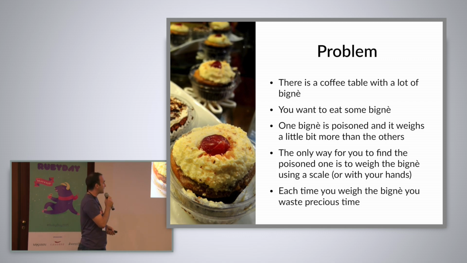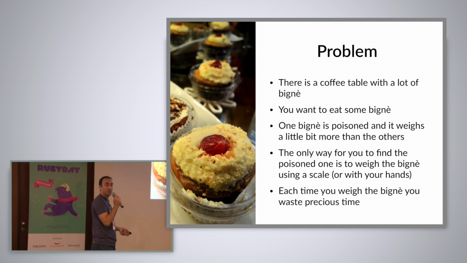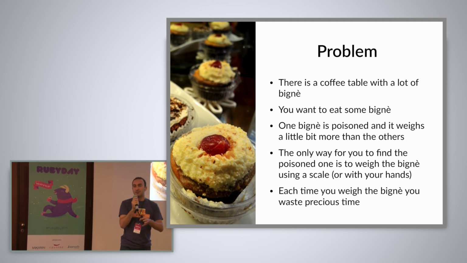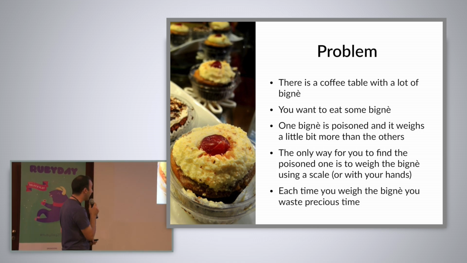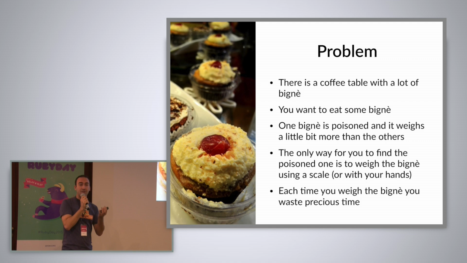And the problem we want to solve is there's a coffee table with a lot of beignet. Yummy. Of course, you're really greedy, so you want to eat some beignet. Actually, you want to eat as much beignet as you can. But unfortunately, there's a mean guy around who put some poison in one of the beignet. And because of the poison, the beignet weighs a little bit more than the others. So let's pretend that all the other beignet have the same weight.